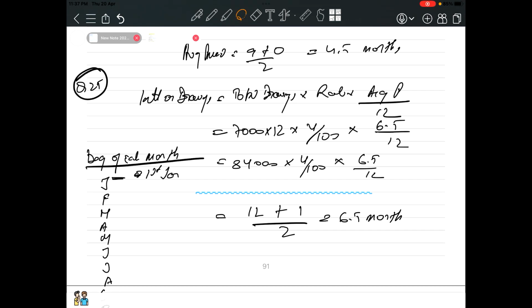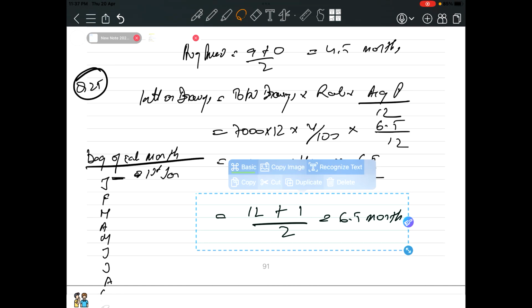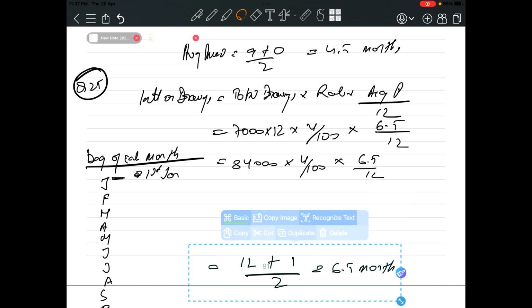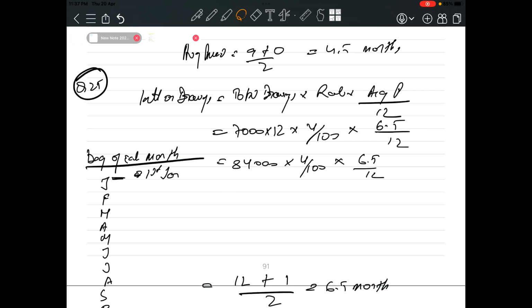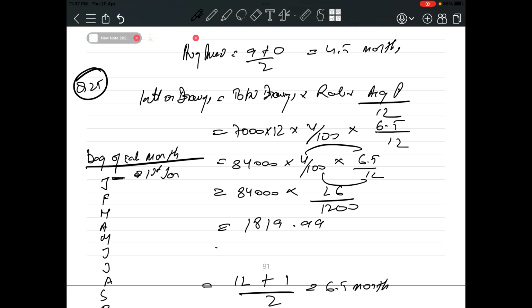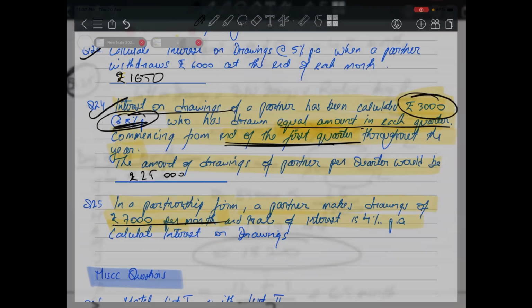Now how will you solve? 84,000 into, you cancel this 2, you cancel this 2. Okay, 6.5 into 4 is 26 divided by 1200. So 26 divided by 1200 into 84,000 is 1819.99. Okay, so round off will be 1820.